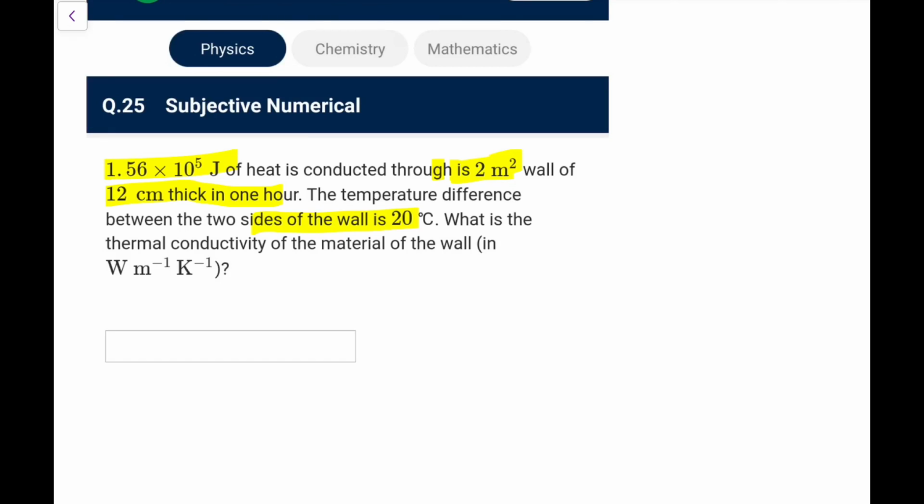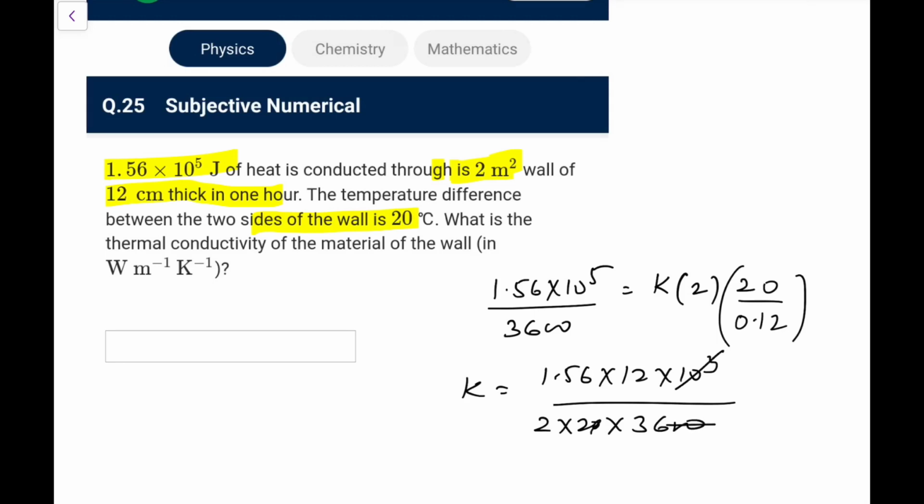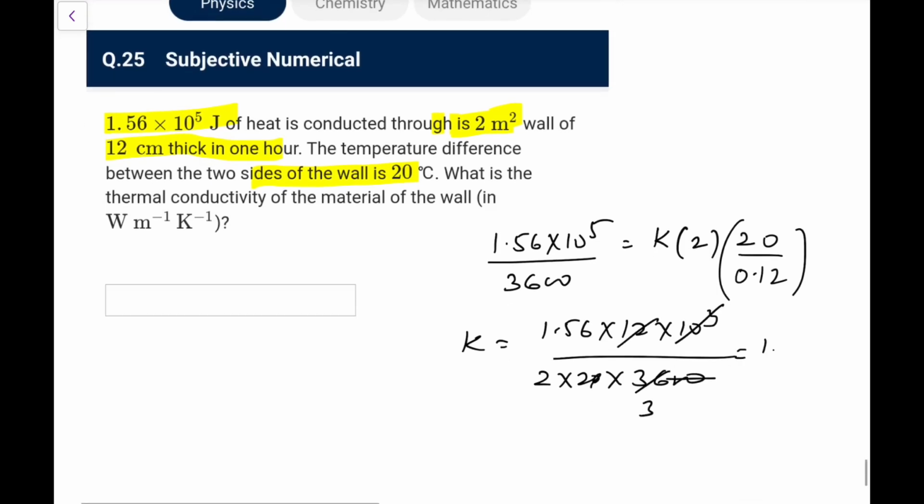In 1 hour, so per second, we can write 1.56 into 10 raised to power 5 upon 3600, which equals KA dT/dx, that is K times 2 times 20/0.12. So the value of K comes out as 1.56 into 12 into 10 to the power 3 upon 2 into 20 into 3600. The 3 zeros cancel, 1.56 by 12, so this would be 0.13. The answer is 0.13. So this was today's paper.